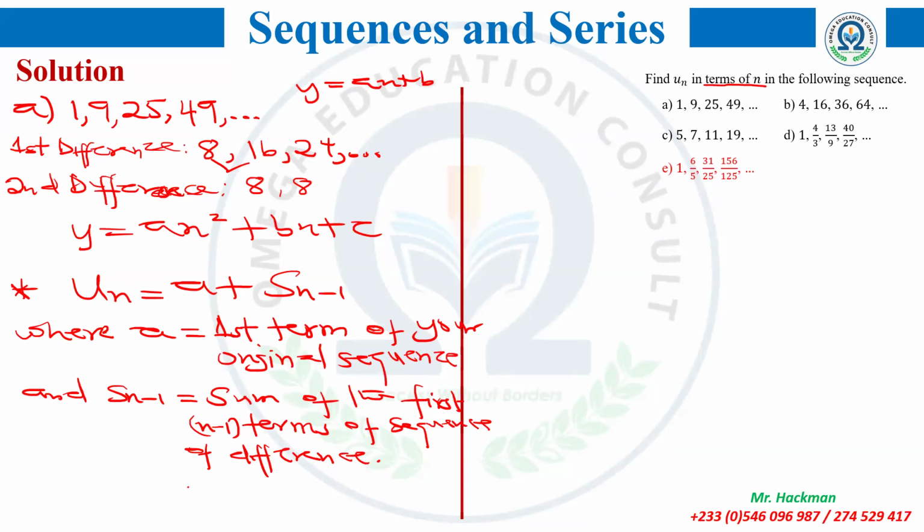So now this is what we are going to do. As you mature, you don't write this. You should know what A is, you go and pick it. You should know how to find S sub n minus 1, you go and look for it. Then you come and substitute.